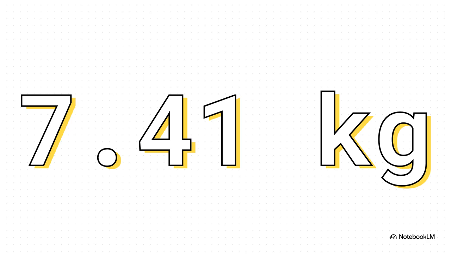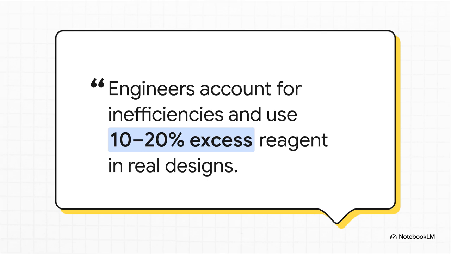Of course, the real world always throws in a few curveballs. As this great note from our source material points out, engineers on the ground will usually add a little extra, like a 10 to 20% safety buffer, just to make sure the reaction goes to completion and to account for any little inefficiencies. It's a perfect example of blending that perfect chemical calculation with practical, real-world engineering.